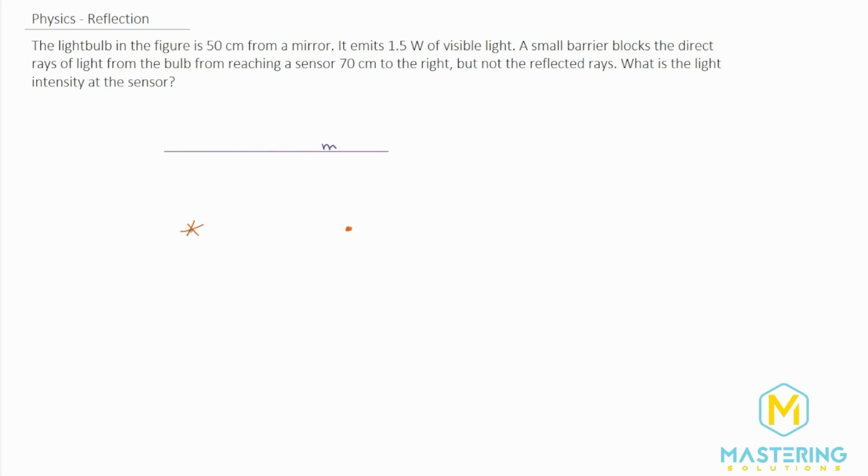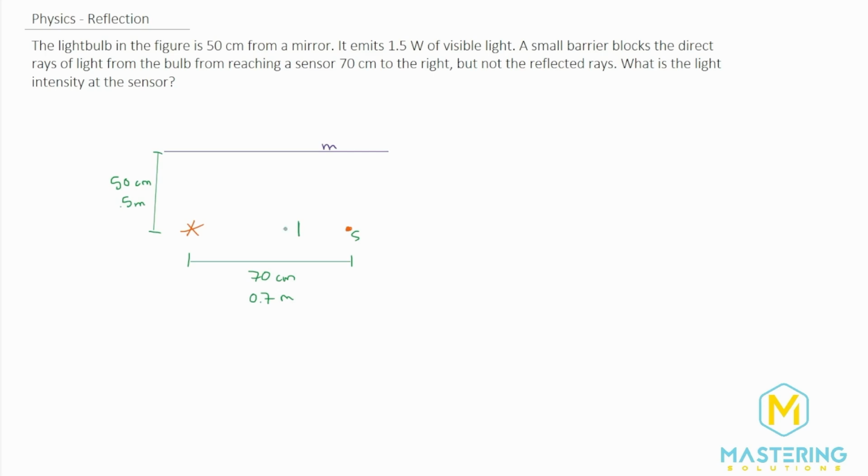This line right here represents our mirror, and they tell us that we have a barrier in between our light bulb here and this sensor, and we don't know where it is in relation to all this, but we do know that the light bulb is 70 centimeters away from the sensor here. That's the sensor, and this is 70 centimeters, or you could put 0.7 meters. They say that the light bulb is 50 centimeters away from the mirror. This distance right here is 50 centimeters or 0.5 meters.